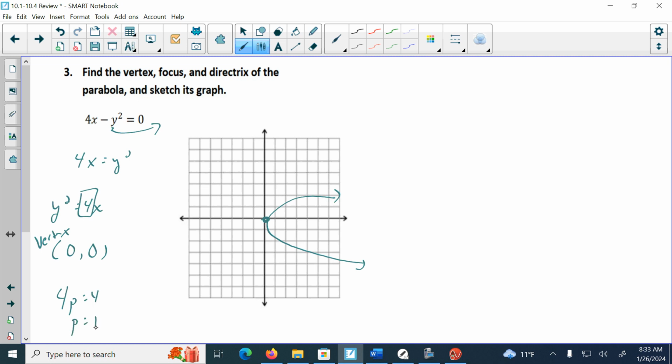The focus is inside the parabola, so the focus has to be here. The ordered pair for the focus is going to be 1, 0. And then the last thing I have to do is find the directrix. Remember, the directrix is the same distance away as the focus, except it goes in the opposite direction. So it's going to be here. And it's going to be an equation of a line that does not cut through that parabola. So that directrix is going to be in the form of an equation of a line, which is going to be x is equal to -1. And so there I have my vertex, my focus, and my directrix.